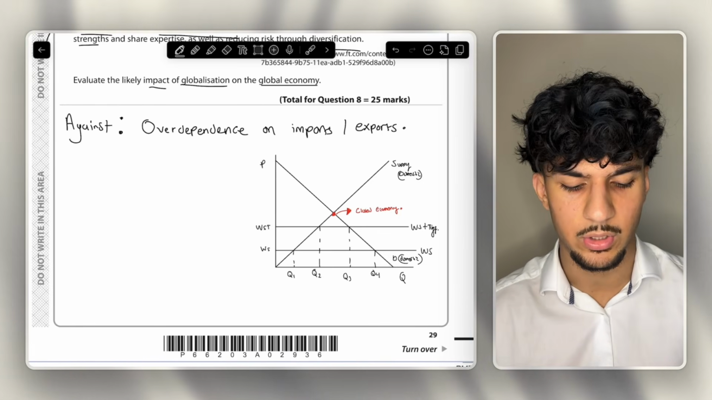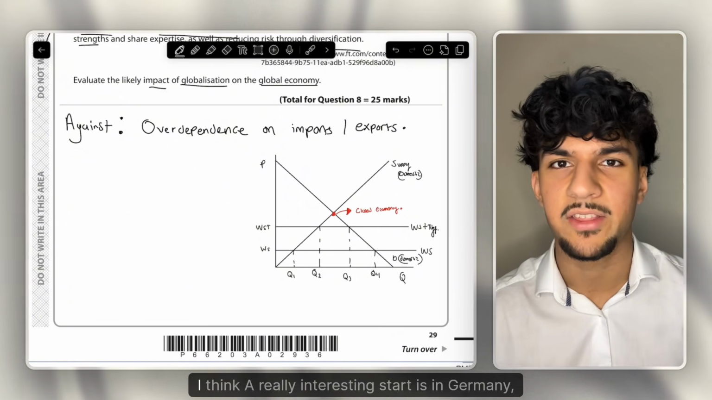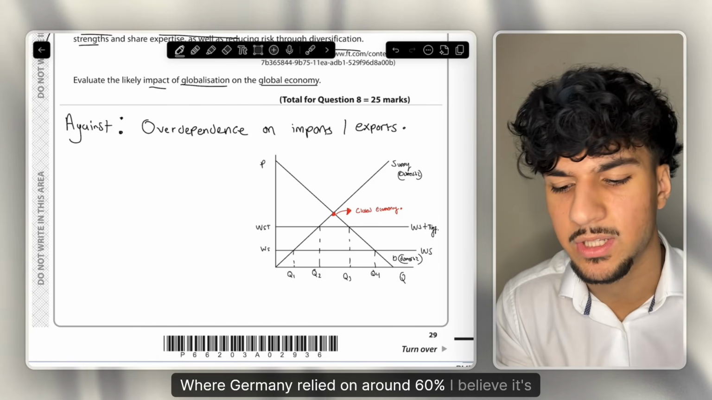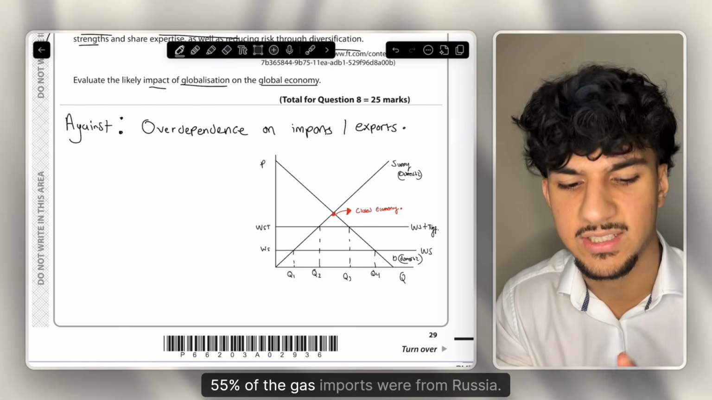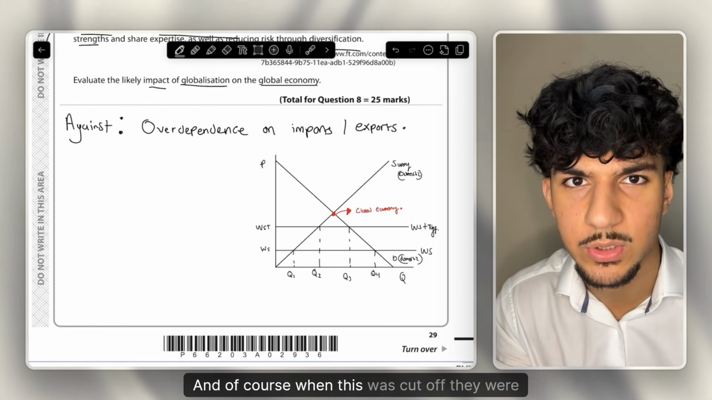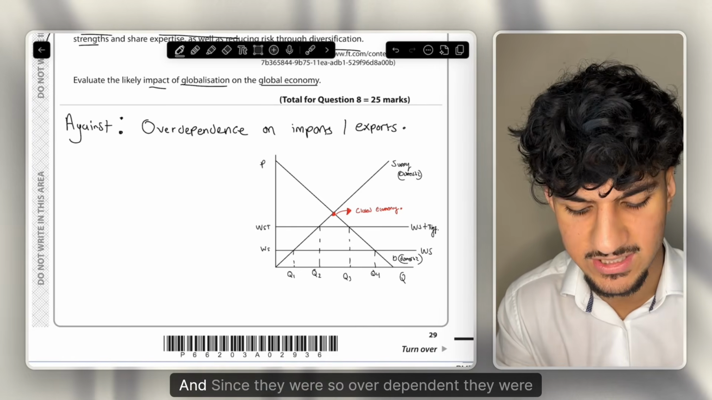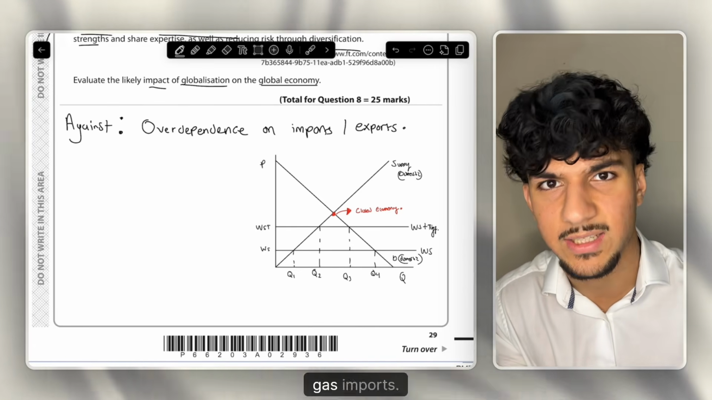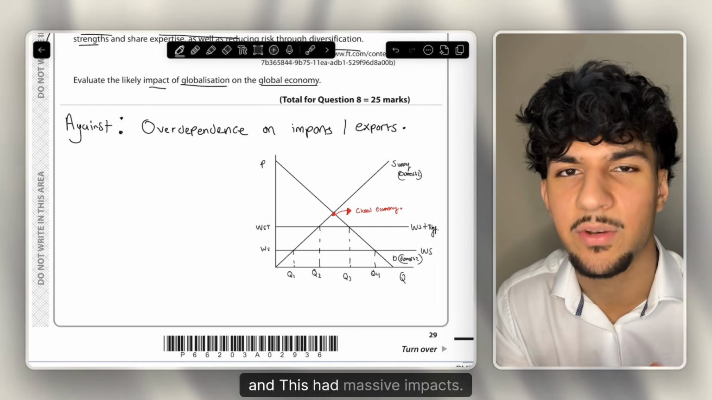I think a really interesting example is Germany, where around 55% of the gas imports were from Russia. And of course, when this was cut off, since they were so over-dependent, disproportionately dependent on Russia for their gas imports, they were severely affected. And this had massive impacts.